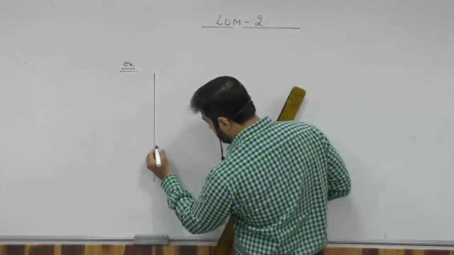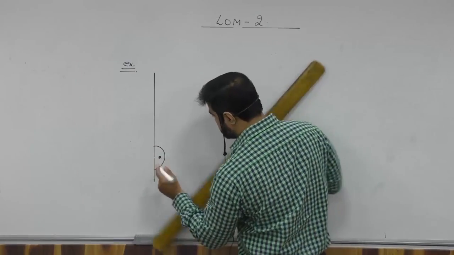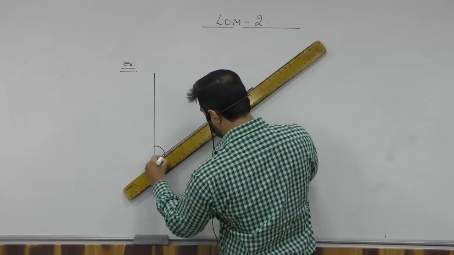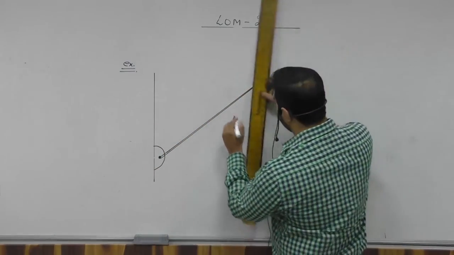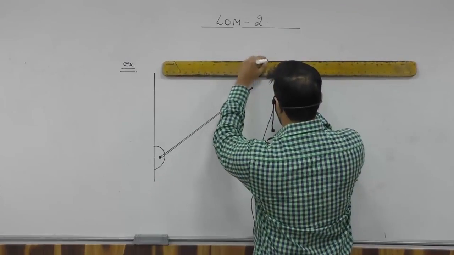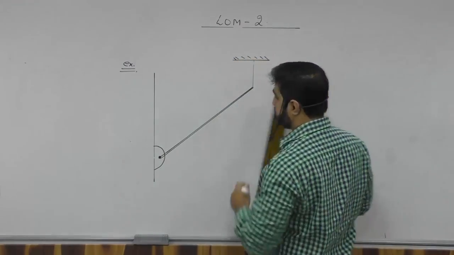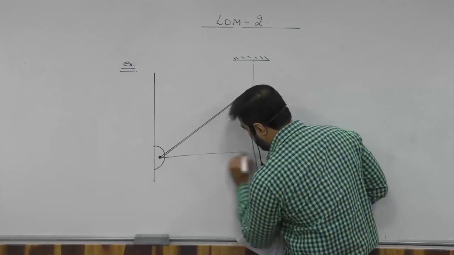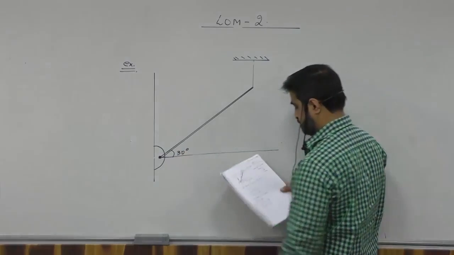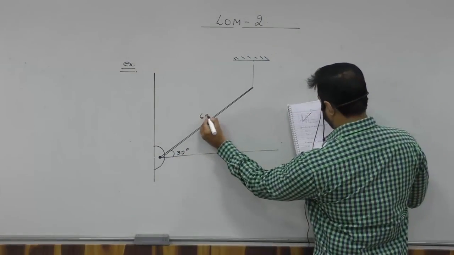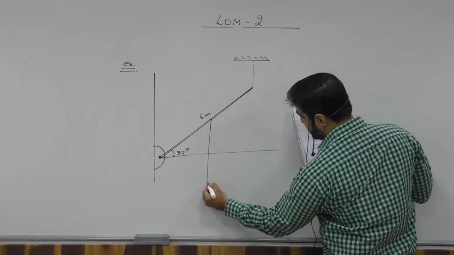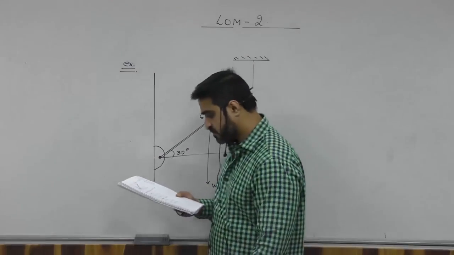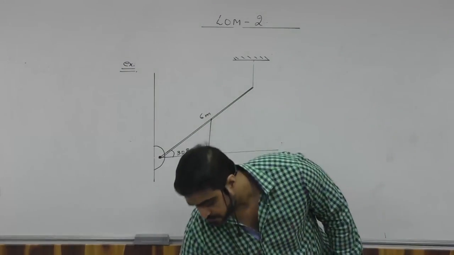There's a wall, a hinge is there, a rod, joined straight to a string. It's given as 30 degrees, the rod is 6 meters, and the weight is acting, that is 100 Newton, from the center of gravity. Okay, now see, I'll make the forces over here.